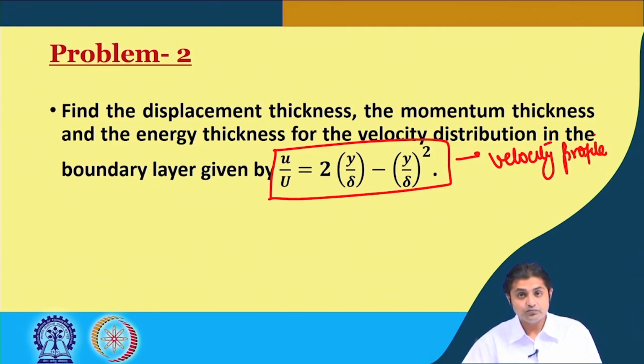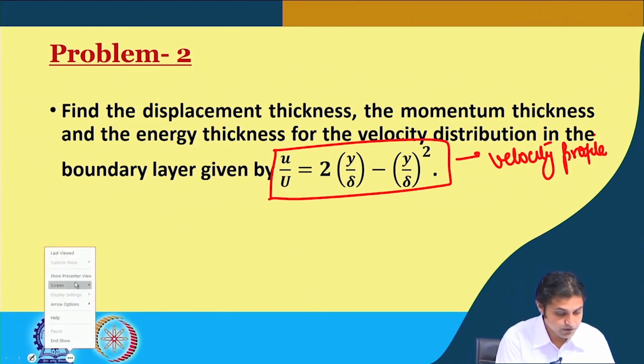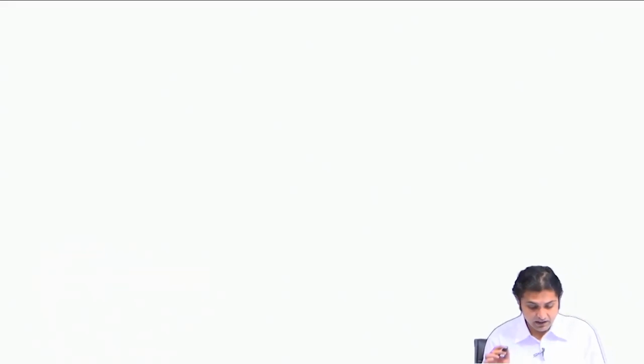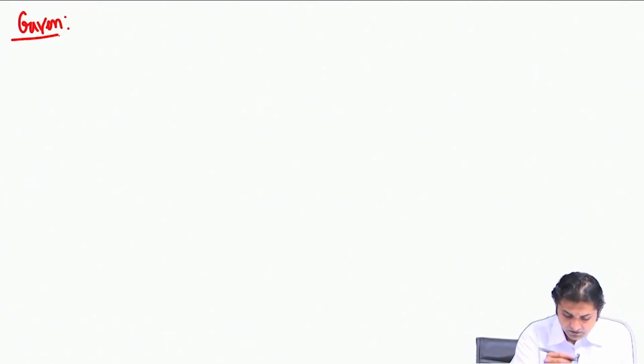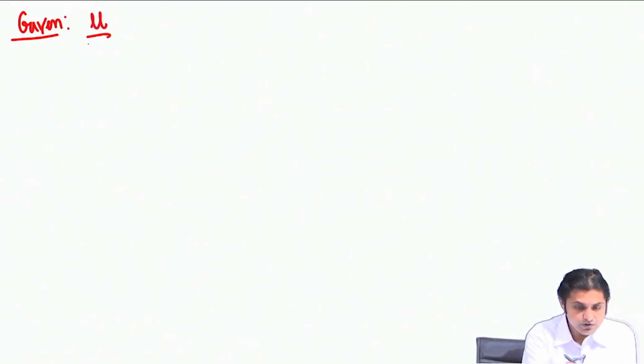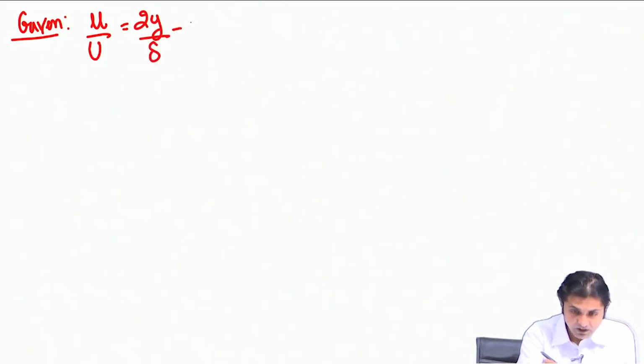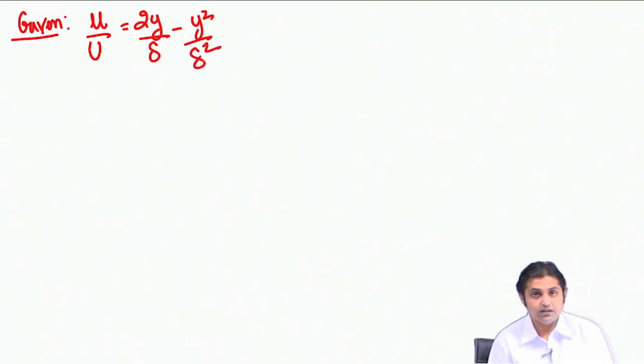So, we will solve this problem as well. Okay. So, for doing that we are going to have a white screen again, and as always we start with the thing that is given. What is given to us? Small u by capital U is equal to 2y by delta minus y square by delta square.